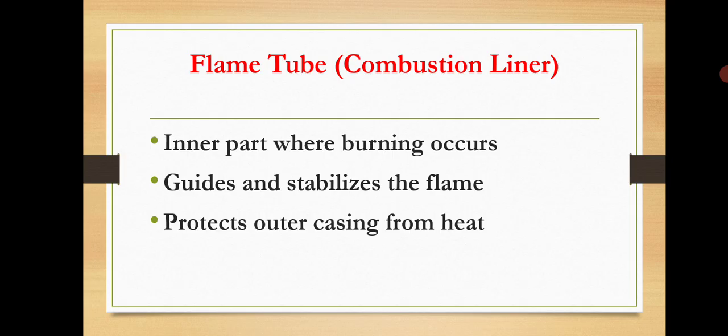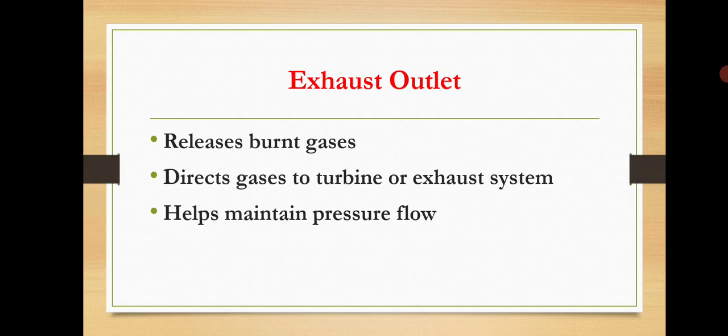Next point, exhaust outlets. An exhaust outlet is the part of an engine or combustion chamber through which burnt gases leave after combustion. First point, release burnt gases. It allows hot gases produced after combustion to exit. It removes waste gases from the chamber. It keeps the system ready for fresh air fuel mixture.